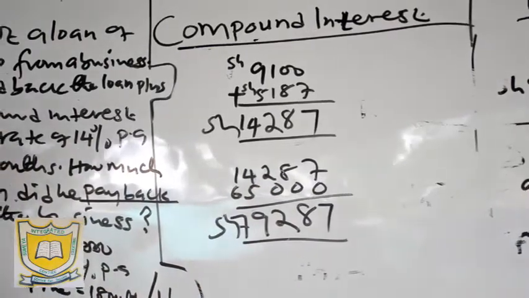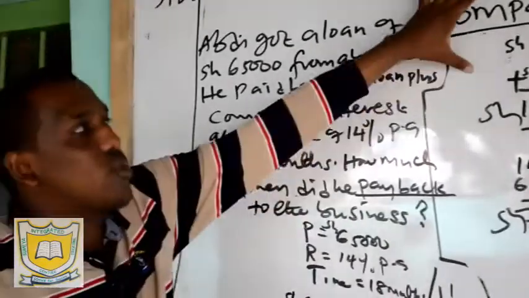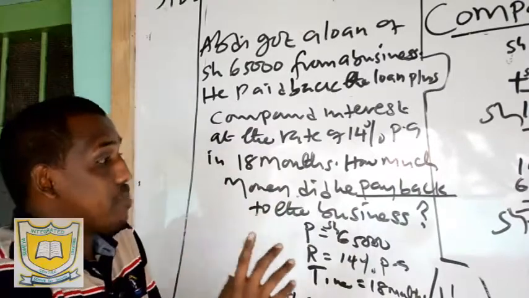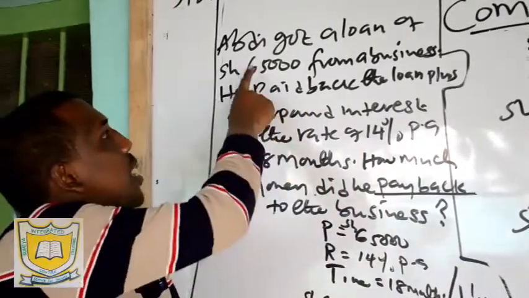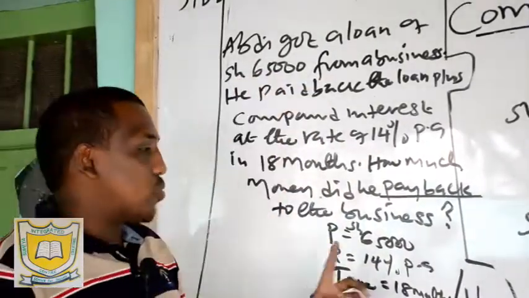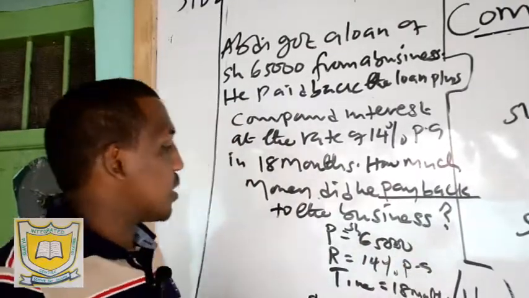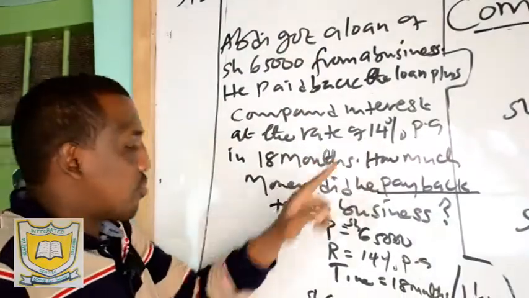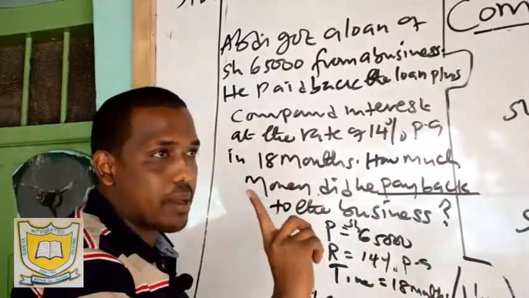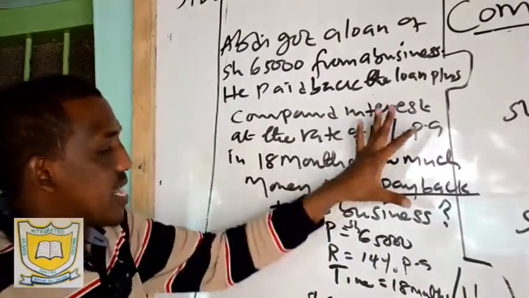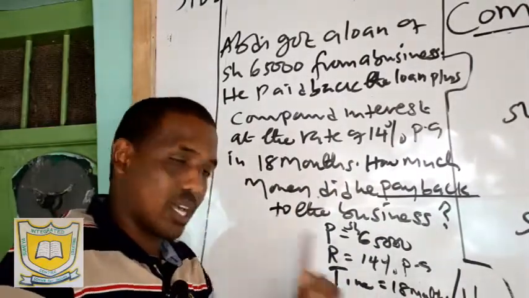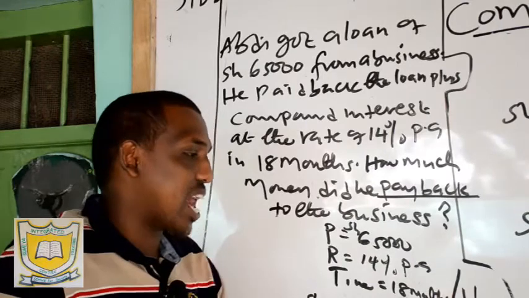Here you are told now, this is very common in examination, and it carries marks. Compound interest is common in exams, and they carry marks. So you should be serious on it. Abdi got a loan of shillings 65,000. That's the principal. Paid a loan interest at the rate of 14% per annum, per year. Time 18 months. That is 1.5 years. 1 year has got 12 months. The remaining 6 is half a year.